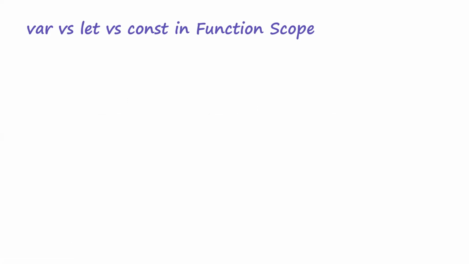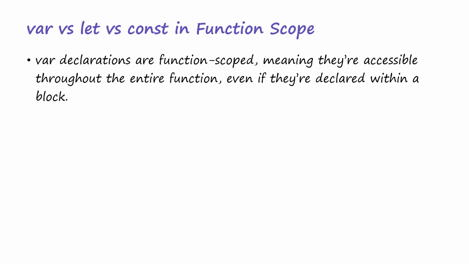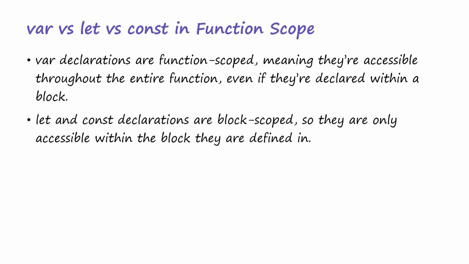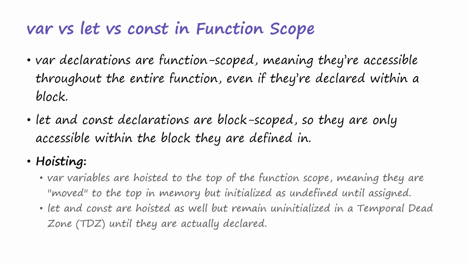Now, var versus let versus constant in function scope. var declarations are function scoped, meaning they are accessible throughout the entire function, even if they are declared within a block. I have told you, avoid it, because the declarations are function scoped. Let and constant declarations are block scoped. Always use let and constant declarations. They are only accessible within the block they are defined in.